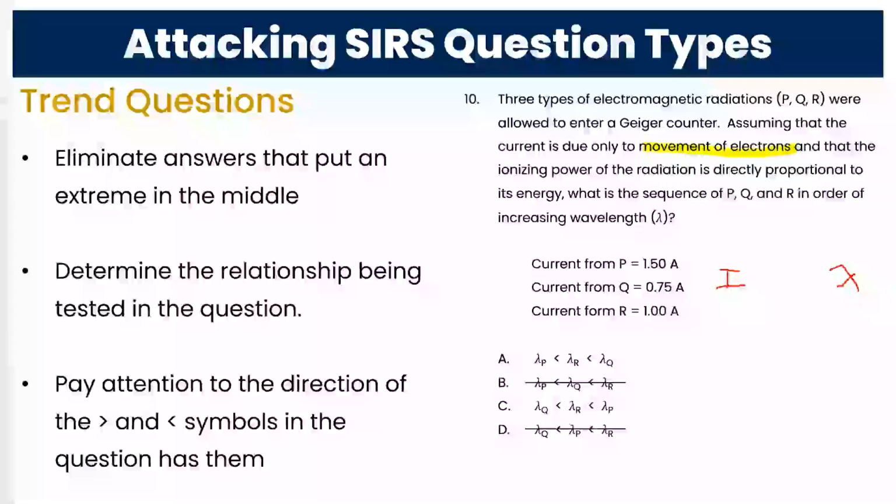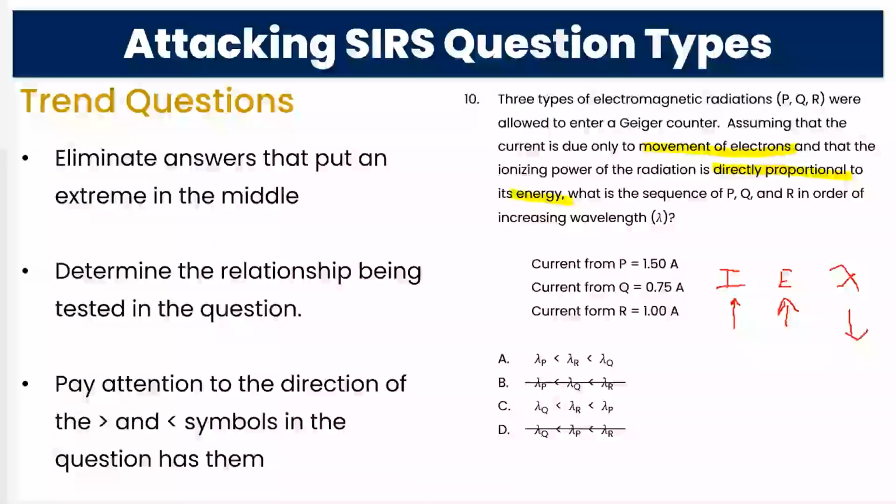Moving electrons, that is the current, is directly proportional to what? To energy. So they're telling us that current is directly related to energy. There's my connection. If current is directly related to energy, how is energy related to wavelength? As the energy goes up, the wavelength goes down.